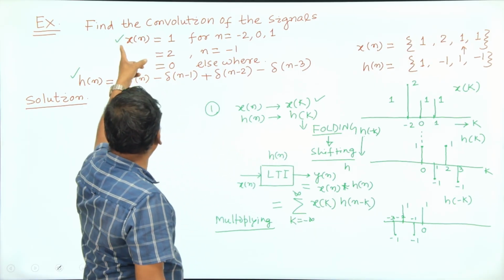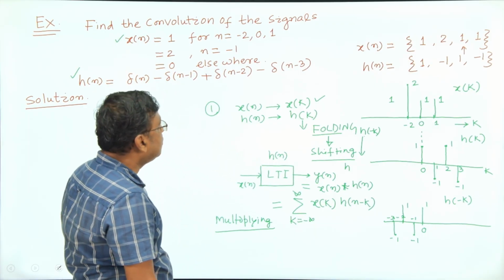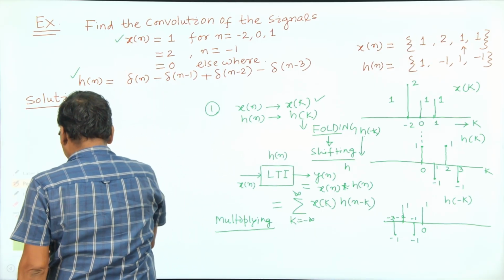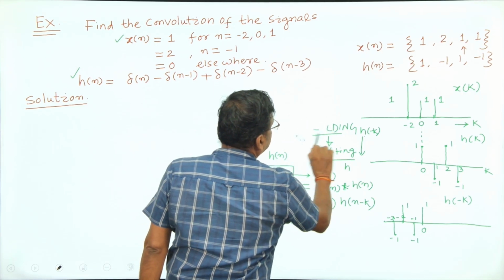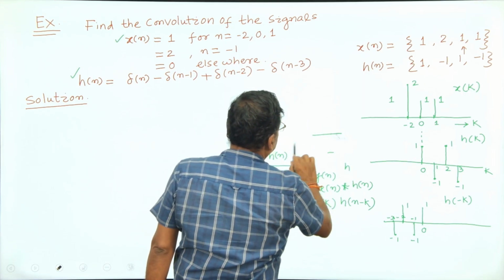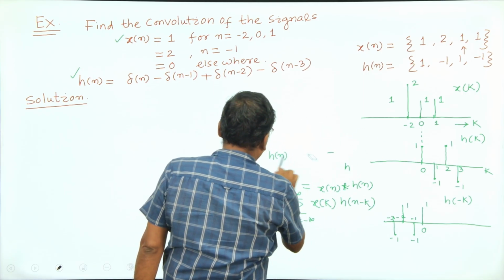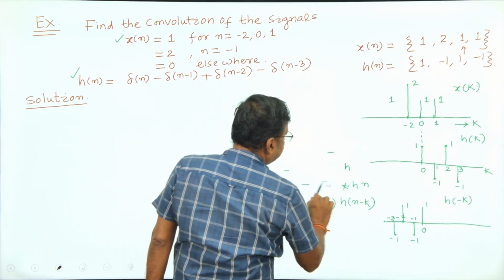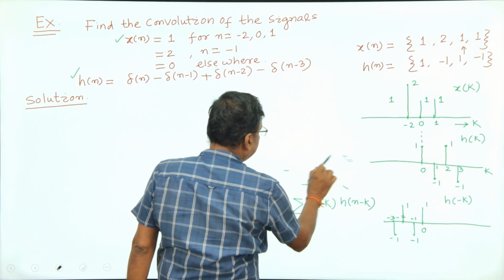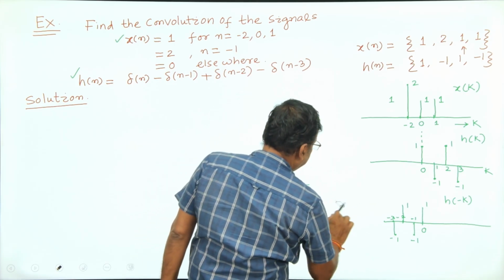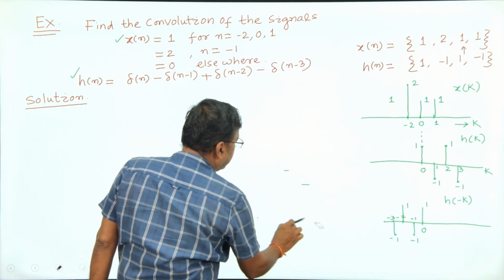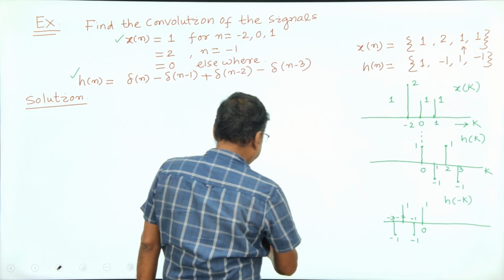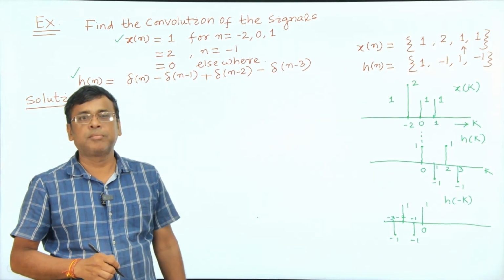So x of n is given here and h of n is given. In this case, first of all, there is a procedure. Already I told you in a previous class. In the previous class we have already solved one or more examples related to convolution. Today this example is slightly different than the previous one. We will do more and more problems related to convolution so that your concept will be clear.